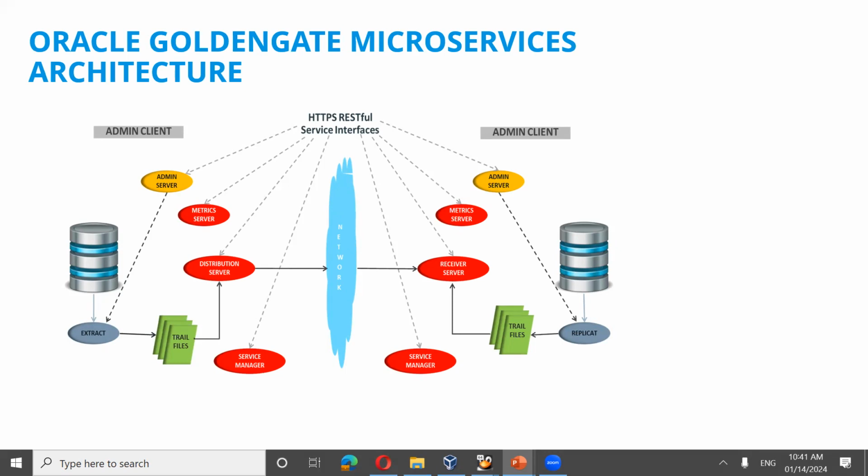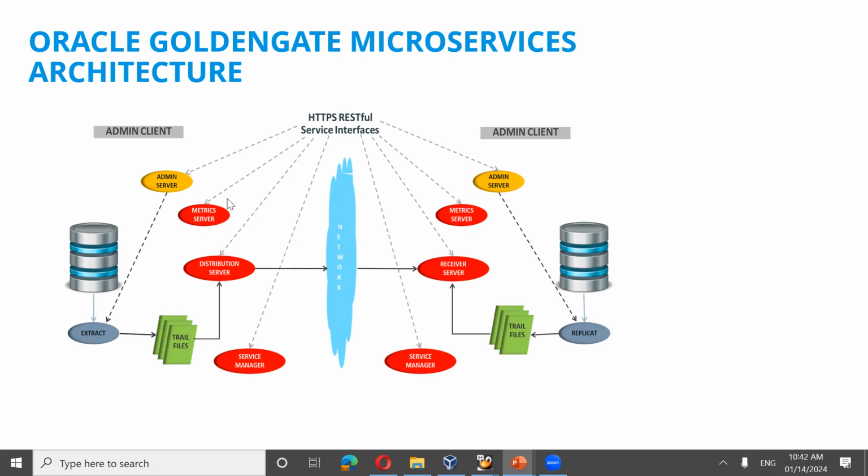Now, how does Oracle Goldengate microservices architecture look? The major difference between microservices and classic is that microservices is a service-based architecture. You must have heard that a lot of technologies are moving towards microservices now. The same thing applies to Goldengate as well. In classic, there are processes which run, so it is called monolithic architecture. Microservices is called service-based architecture.